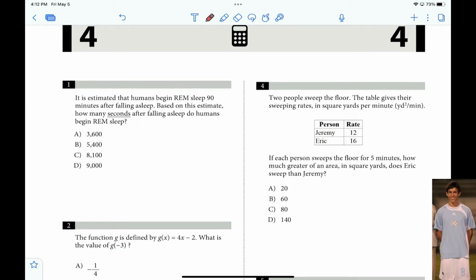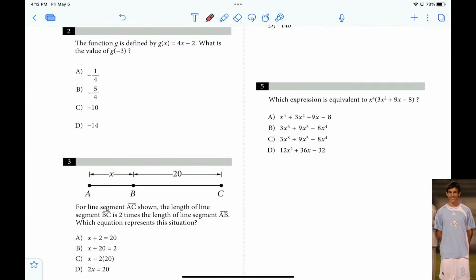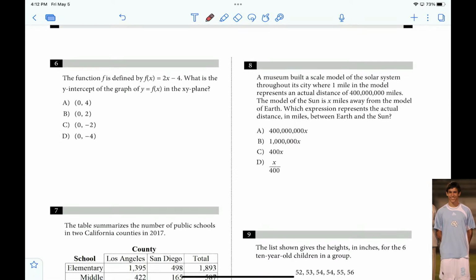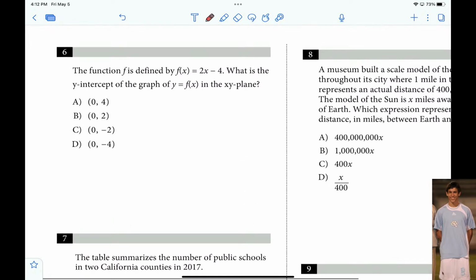All right. Again, I'm going to kind of skip. I don't really think usually people here in the beginning really struggle too much with these problems super early. So I'm just going to jump. I'm going to start with number 6, just because I think number 6 asks such a good question that I really want to emphasize to you guys because it's so crazy how many times we make a mistake with this question. So yeah, number 6 says the function f is defined by f of x equals 2x minus 4. What is the y-intercept of the graph of y equals f of x in the xy plane?